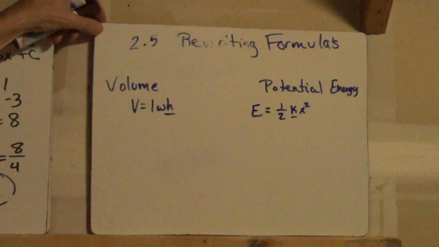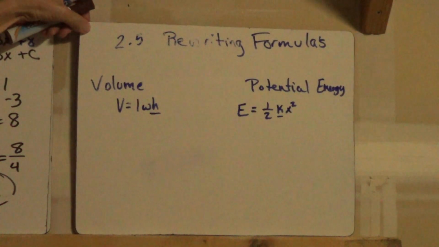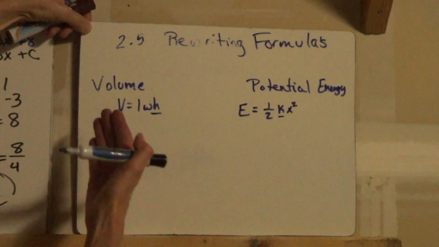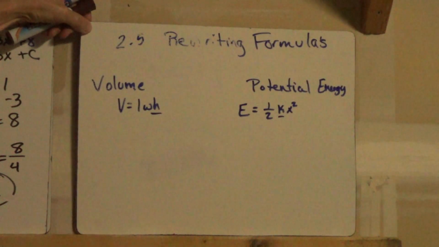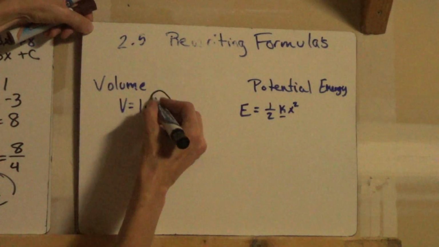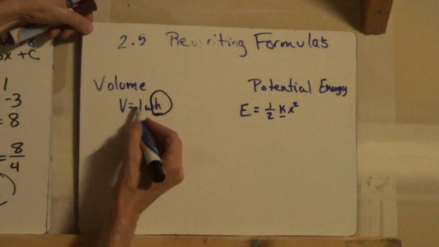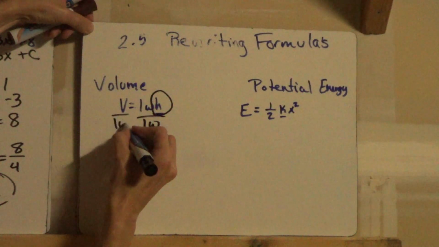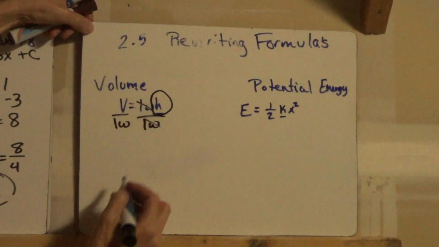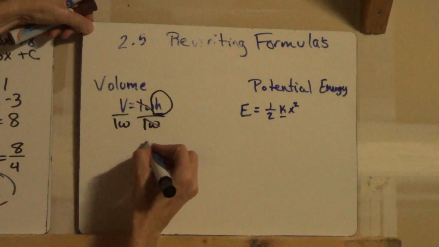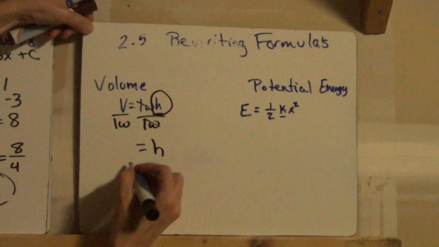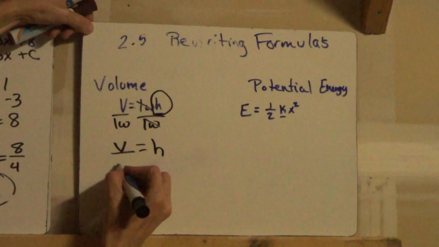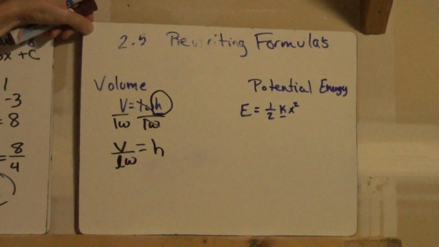We rewrite formulas. Say we're wanting to figure out what the height of an object is, and we already know the volume, the length, and the width. We want to get this height alone. It's being multiplied by L and W. We just divide by LW. Those will cancel, and we get our height equals V volume divided by length and width.